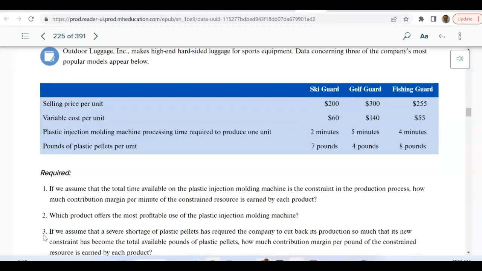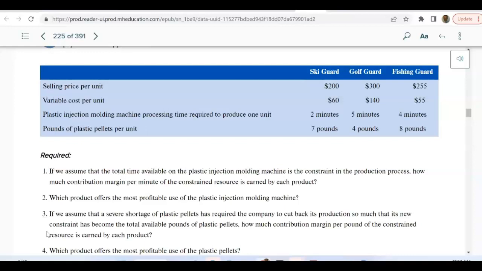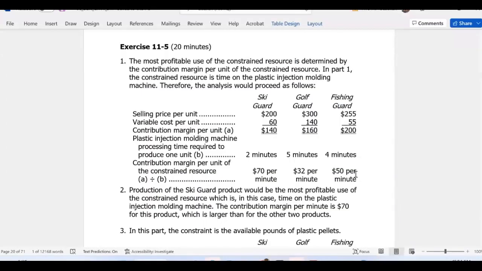Okay. If we assume that the total time available on the plastic injection molding machine is the constraint in the production process, how much contribution margin per minute of constrained resources is earned by each product? So we have the selling and we have the variable. Okay, so let's look at the solution here that I have for you.